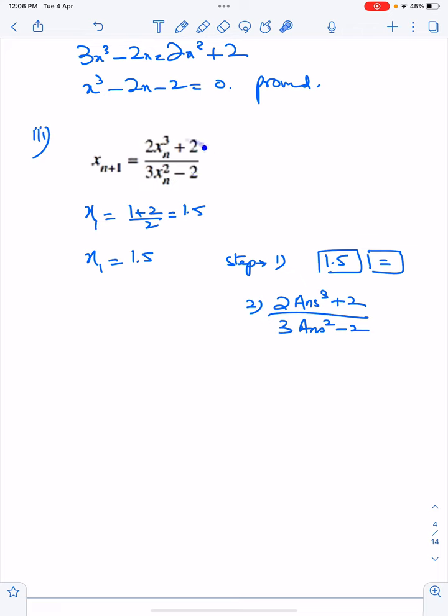And then you have to plug in x2 into this and get the answer. That will become your x3. Then you have to put that value of x3 into this, and that will become your x4. You have to keep on doing this process and write down the answers up to 4 decimal places until your answer or the root becomes the same up to 2 decimal places.